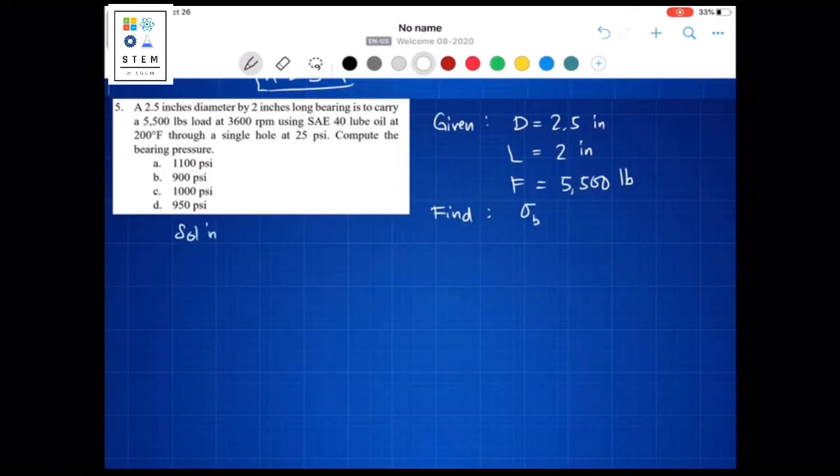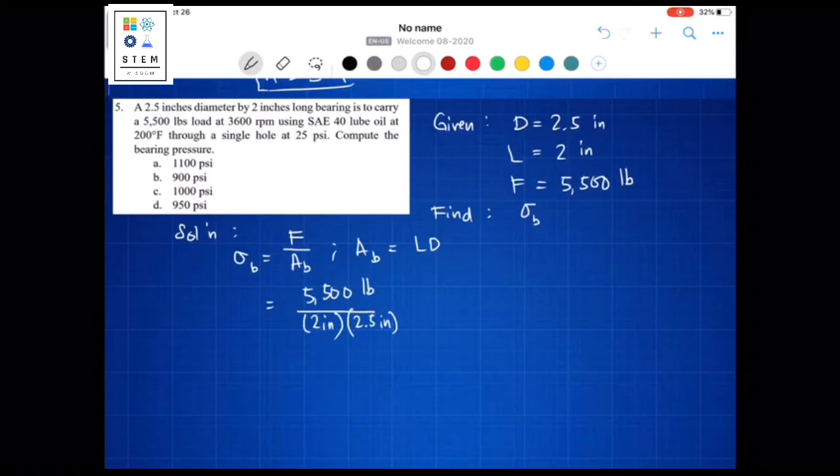Okay, so formula, solution. Bearing stress or bearing pressure is simply the force divided by the projected area, bearing area, which we have shown sa discussion natin, which is the product of the length times the diameter. So therefore, we will have force na 5,500 pounds divided by projected area, length na 2 inches, times diameter na 2.5 inches. So, pound per square inch, ang unit ng bearing pressure mo ay PSI. So, yan ay, pag dinivide nyo, 1,100 PSI.